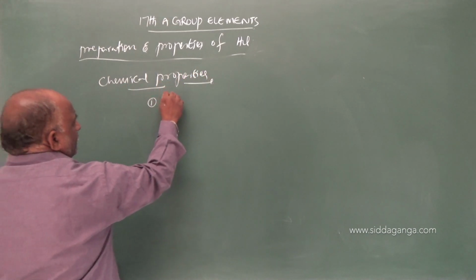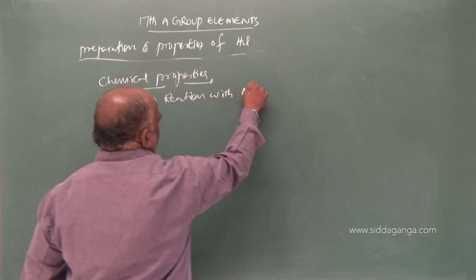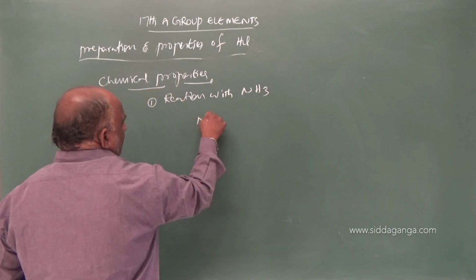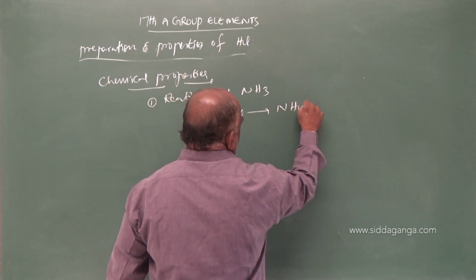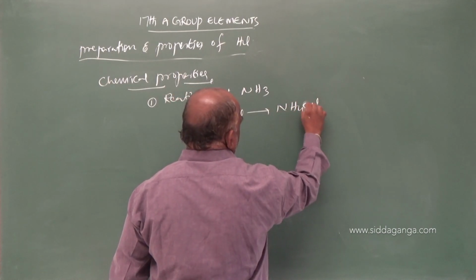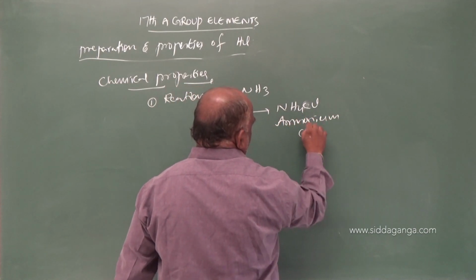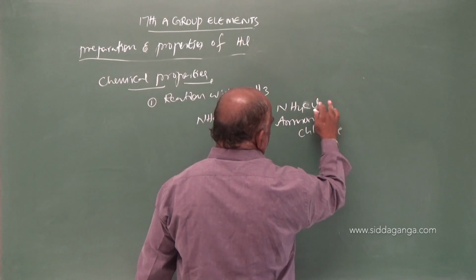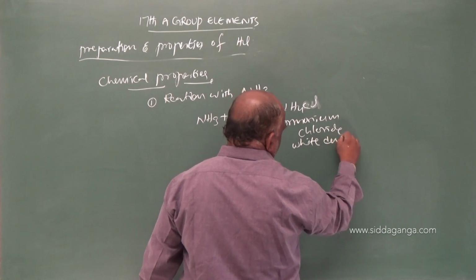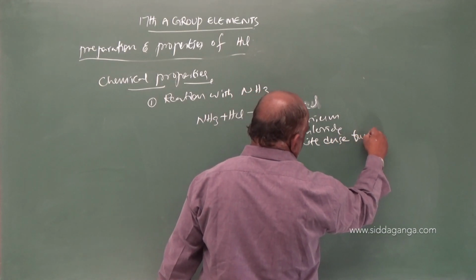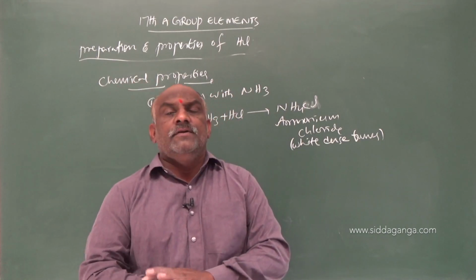Number 1, reaction with ammonia. Simple it is. When hydrochloric acid combines with ammonia, it gives rise to ammonium chloride. Ammonium chloride, white dense fumes it is. In the lab, this experiment was there, it is white dense fumes.